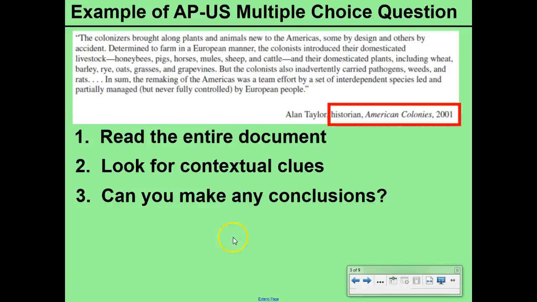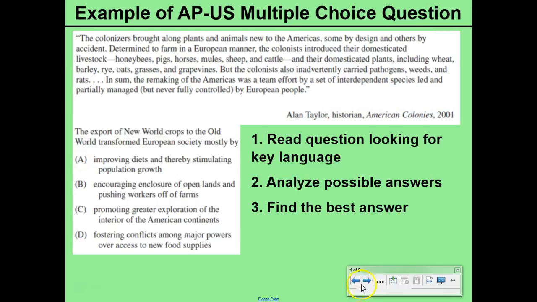So we know this is about the Columbian Exchange. That's what we need to know, and we can learn a lot just from reading the document carefully and not getting freaked out and full of anxiety and trying to move through it too fast. So read it, look for the clues, make any conclusions you can. This is about the Columbian Exchange. So, the first question, what we need to do here, we need to read the question and look for key language, analyze the possible answers, and then find the best answer.